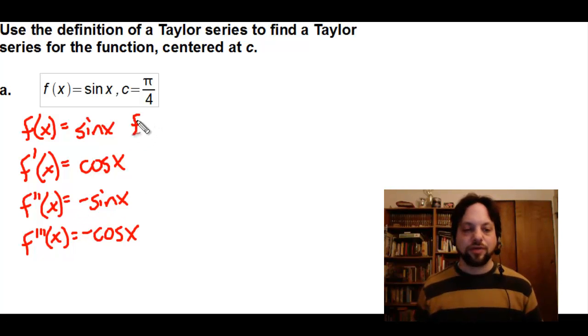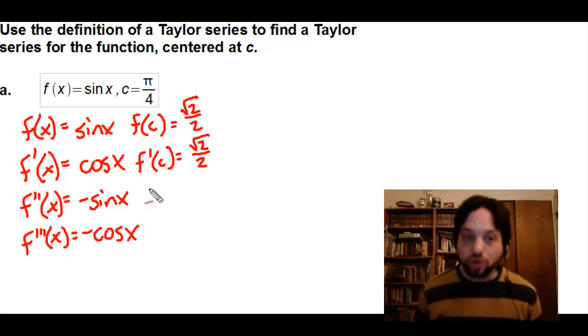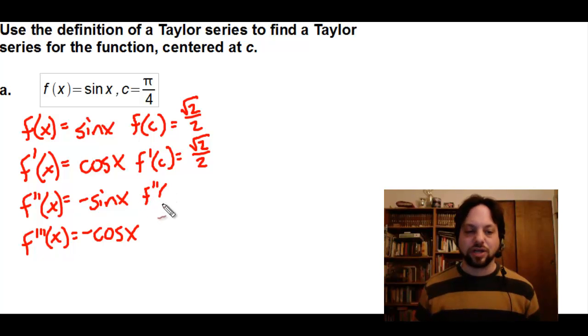So, if we evaluate this at f of c, remember that c is pi over 4, so sine of pi over 4, that's of course the square root of 2 over 2. The first derivative evaluated at c is the same thing, square root of 2 over 2. Are they all going to be that way? Well, if we take a look at our second derivative, we see, no, they're not all going to be that way. This one has a negative, as does the third derivative. And these should be evaluated at c rather than x. But these are both negative.